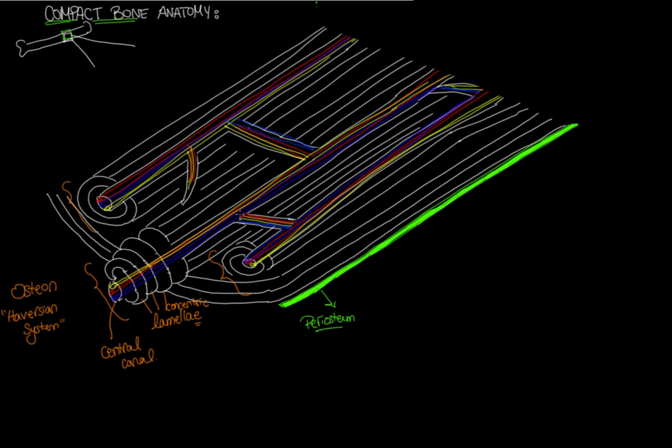What you'll also see is that you have these little channels running perpendicular or sometimes diagonal to the central canals, and these are for the purpose of communication between the different osteons, and so we call those the perforating channels, or perforating canals.